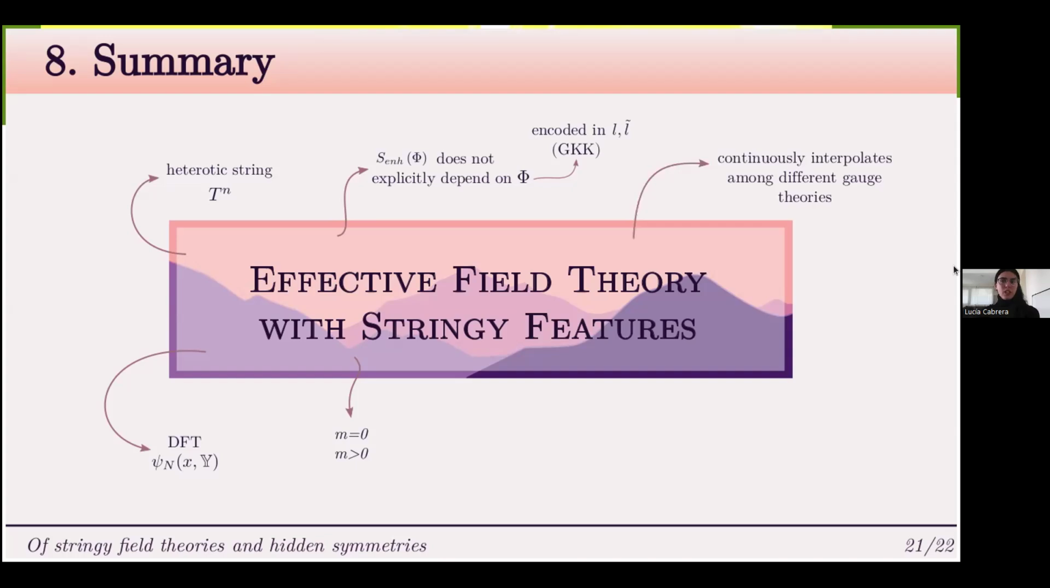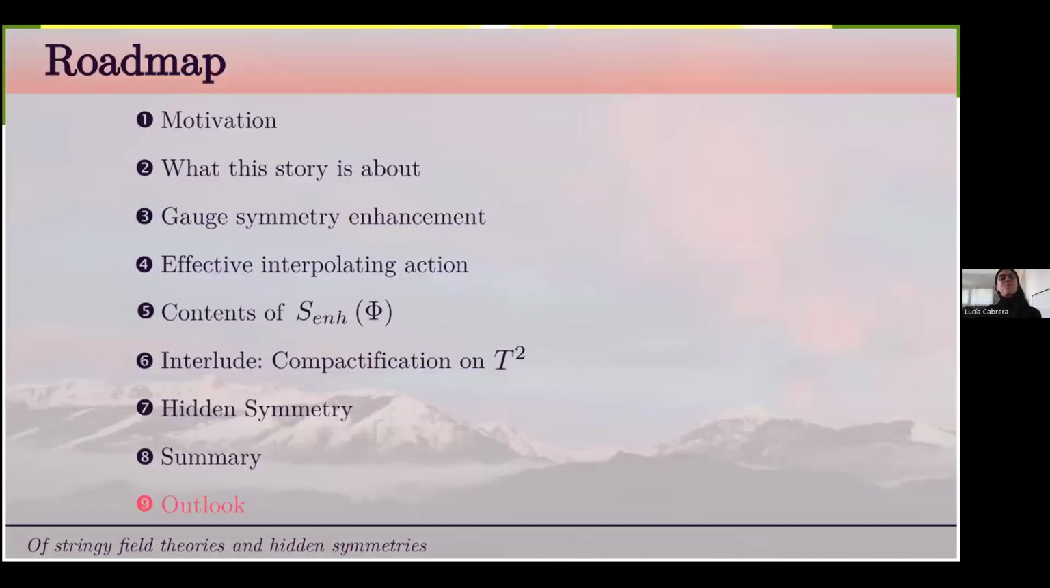The action continuously interpolates among different gauge theories. It includes enhancement to non-abelian gauge groups through the non-commutative product. And its would-be symmetries seem to include gauge transformations. And let's not forget that we've done all of this with a truncated action. We've thrown away an infinite number of terms.